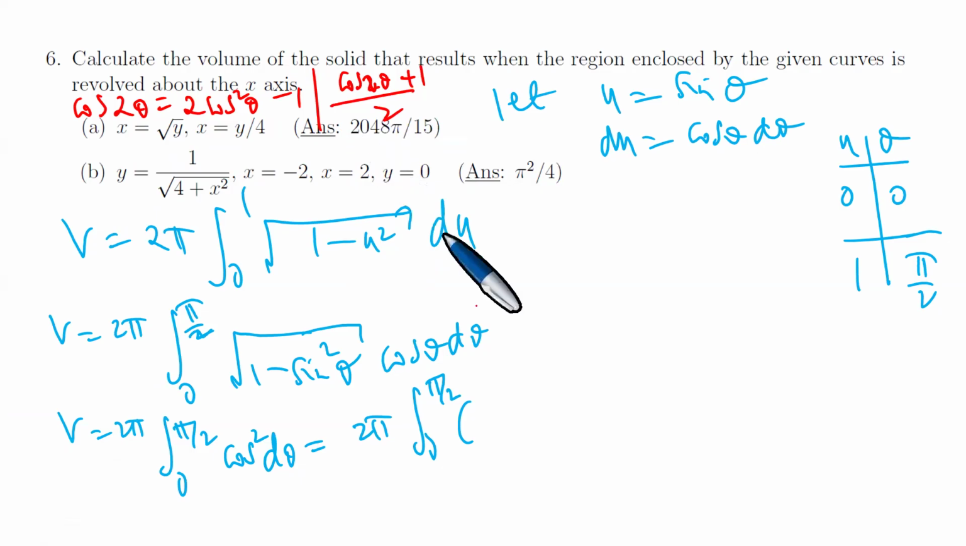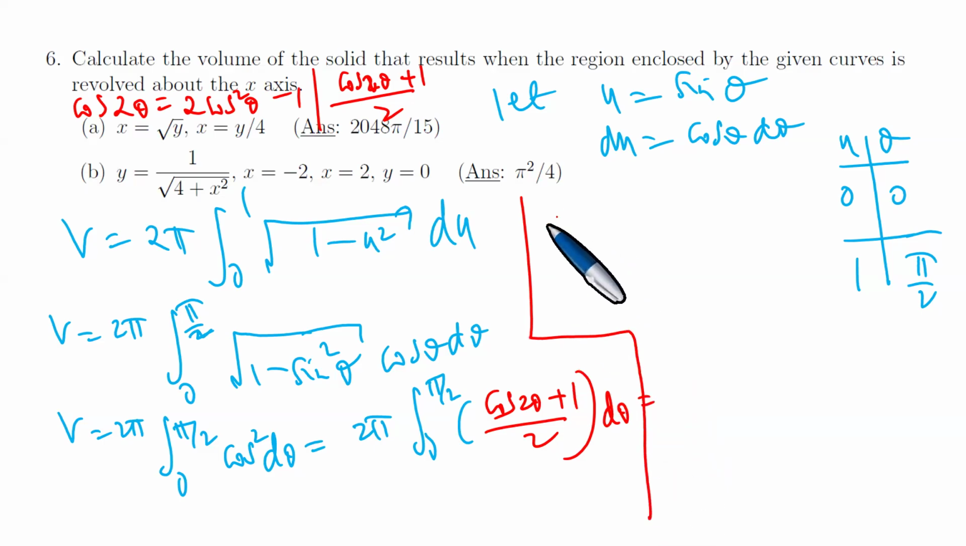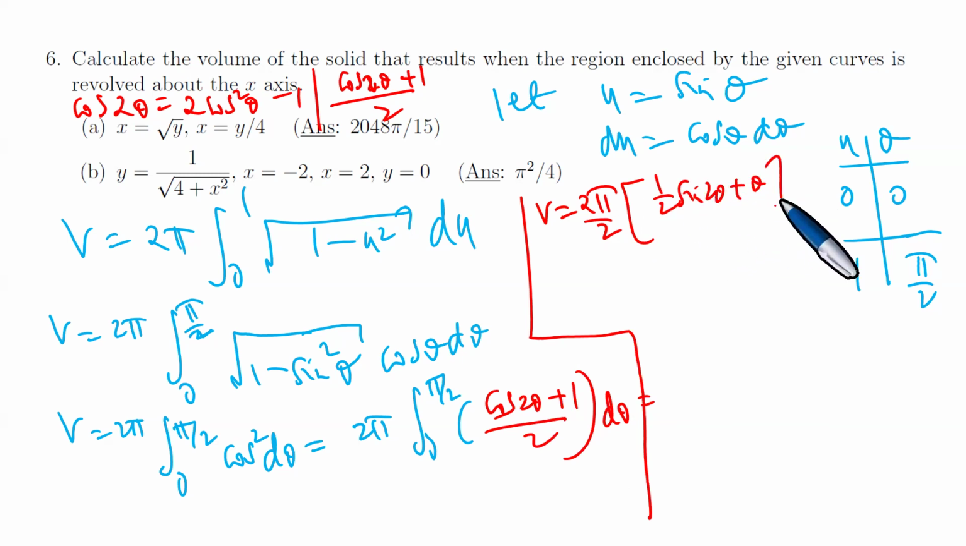So if you want to integrate cosine squared, you integrate (cosine 2 theta plus 1) over 2 using the high school identity, with a d theta. Let us do this. The volume is given by 2 pi, with the 1/2 there, and you integrate. The integral of cosine 2 theta becomes 1/2 sine 2 theta, plus theta. You integrate from 0 to pi over 2 radians.